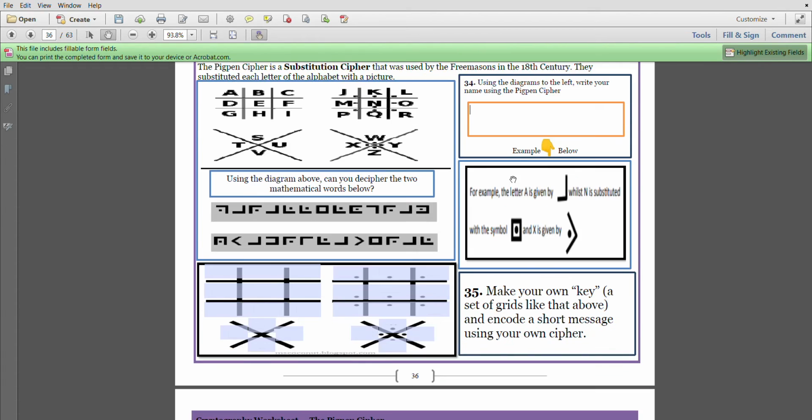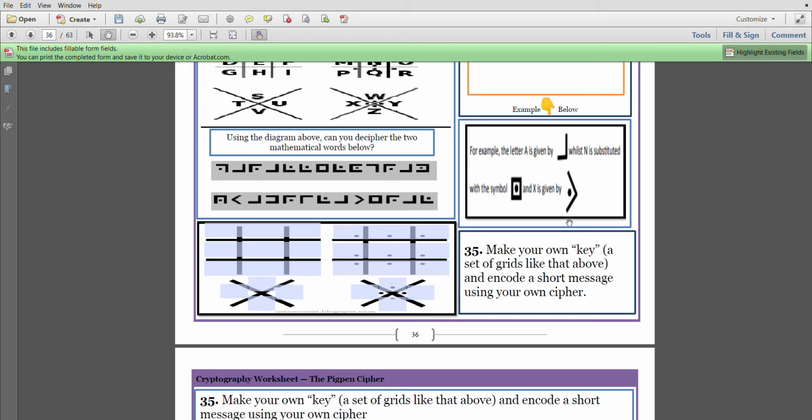Down here, Mr. Colvin wants you to create your own key, a set of grids like that above, and encode a short message using your own cipher. So you're going to type in the letters in different places here, okay? I don't know what I just did. Let's see if I can undo that. I can't. Get rid of that. Looks like we might have to fix that because it's going into all the boxes.